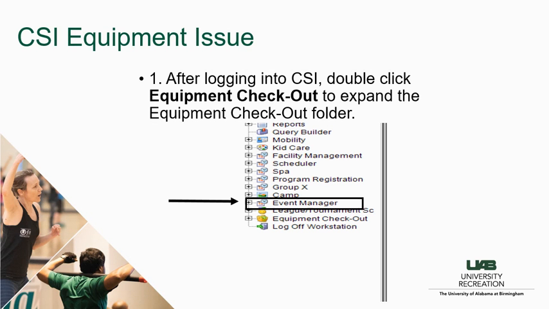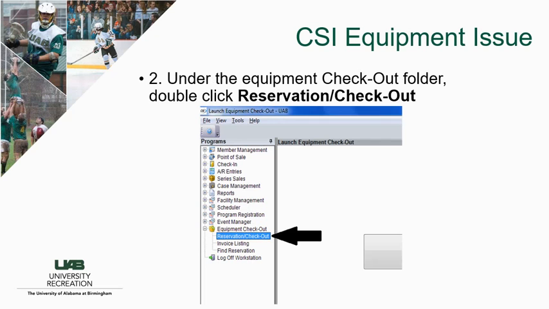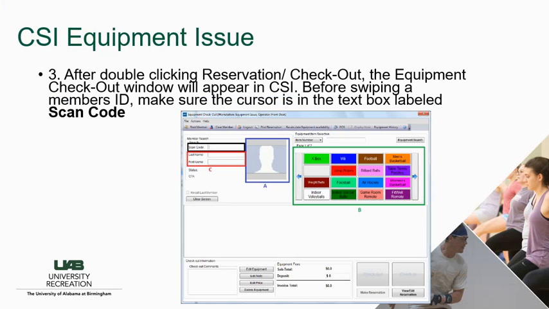After logging into CSI, double-click on the Equipment Checkout to expand the Equipment Checkout folder. This is how you're going to open that screen to check out those basketballs and volleyballs, etc. Under the Equipment Checkout folder, you're going to double-click on Reservation Checkout, as seen and highlighted in blue. After double-clicking Reservation Checkout, the Equipment Checkout window will appear in CSI.